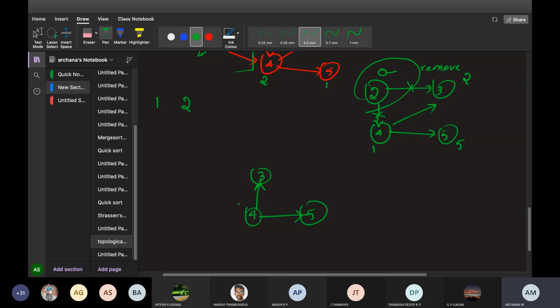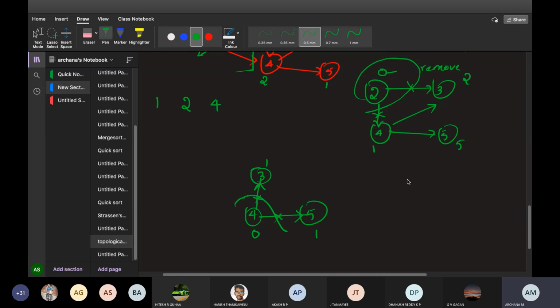Again, now see the incoming edges of this. So for 3, how many incoming edges are there? 3 is having 1 edge. 4 is having 0 edges. 5 is having 1 edge. Now again, remove this. So remove 4. After removing, you have to remove this edge. This edge is also removed. This edge is also removed.